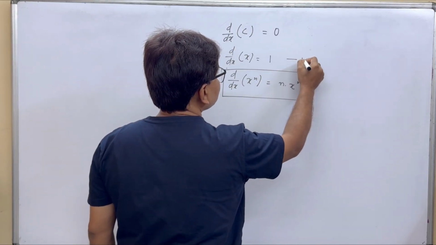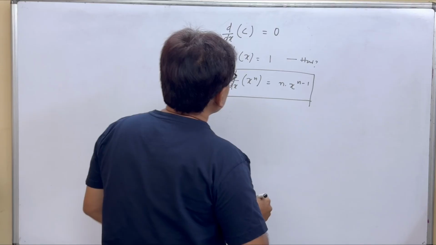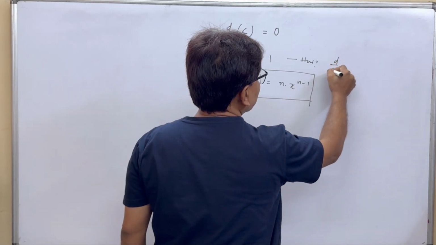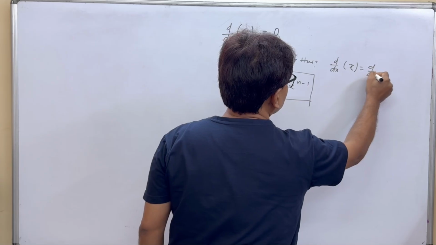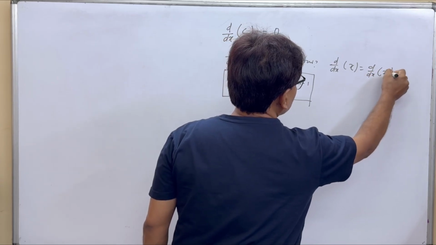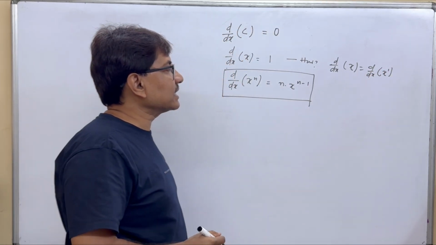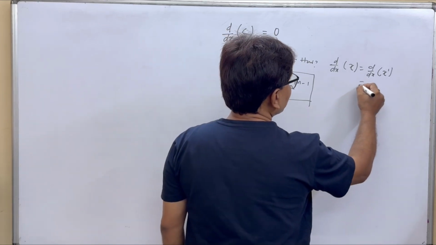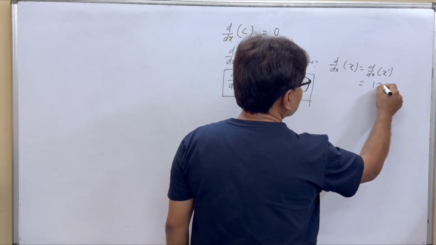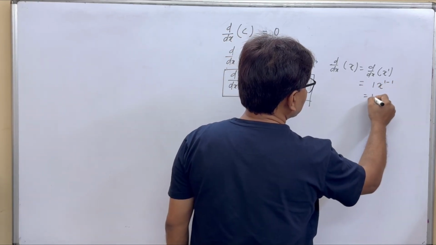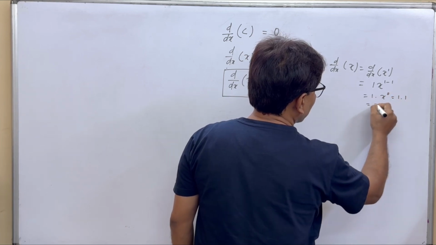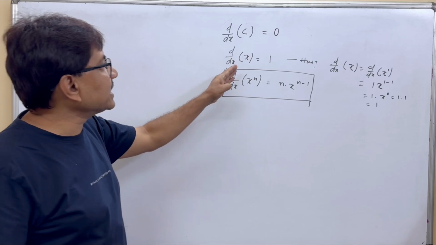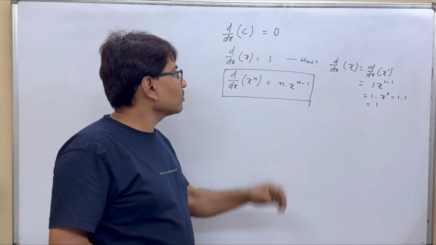How? Now d/dx of x to the power 1, x to the power 1 means only x. Next, 1 comes first, x to the power 1 minus 1, ultimately 1 dot x to the power 0. x to the power 0 means 1, and ultimately 1. So d/dx of x equals 1.